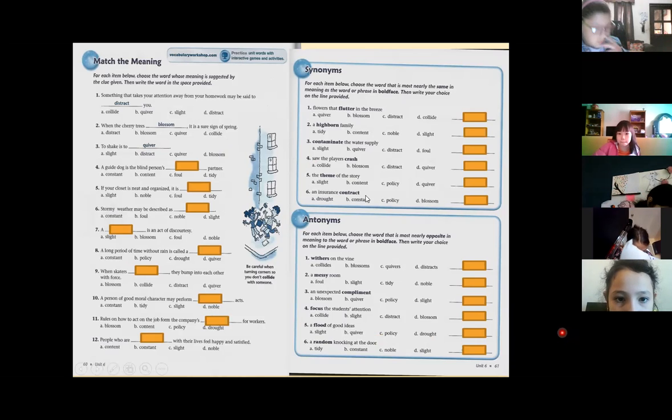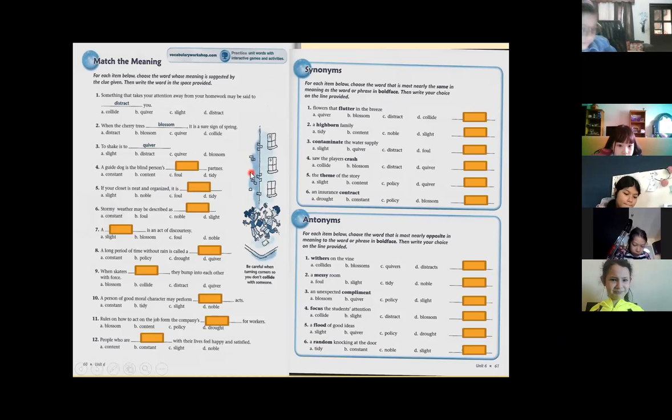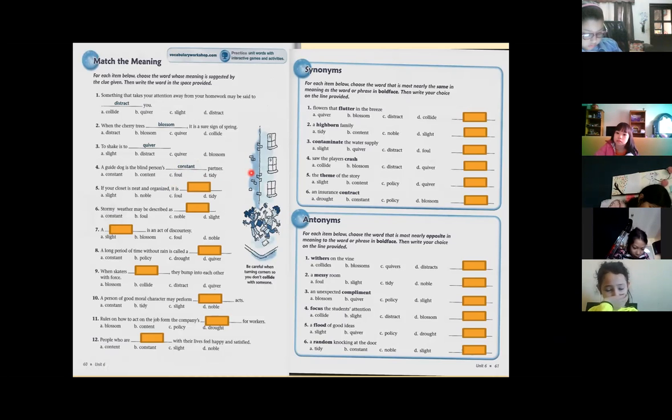Okay, number four. A guide dog is a blind person's partner. Blind people are people that cannot see anything, so they need a dog. It's a partner. So constant, companionable, or tidy? Constant. Remember that for constant we have two definitions. A blind person's constant partner means it's going to be there all the time. It's constant, it's not going to change. It's going to be all the time with the partner, the dog, with the blind person. So that's why it's constant.